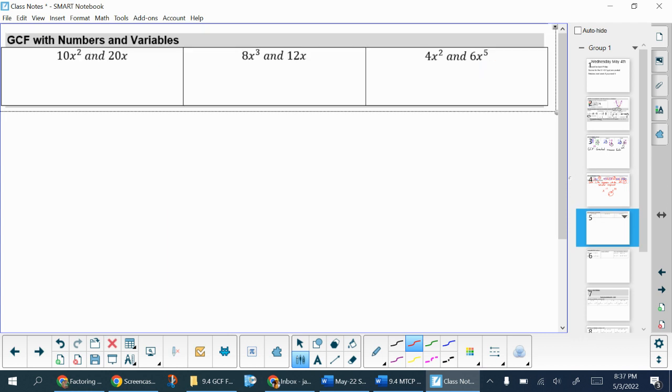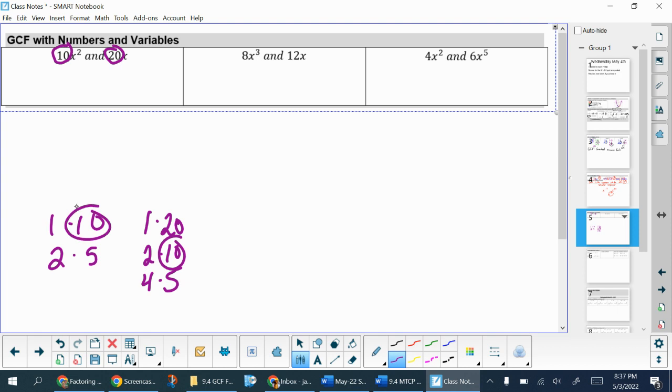Now, when we start to put these together, we're just going to do the numbers and then the variables separately. And then they're all multiplied together, so that's great. So when I look here, I'm first going to start out with the 10 and the 20. I'm just going to circle 10 and 20. This is where I look at my factor chart. We already did this one, but 10 is 1 times 10 and 2 times 5. 20 is 1 times 20, 2 times 10, 4 times 5. And so 10 is my greatest common factor.